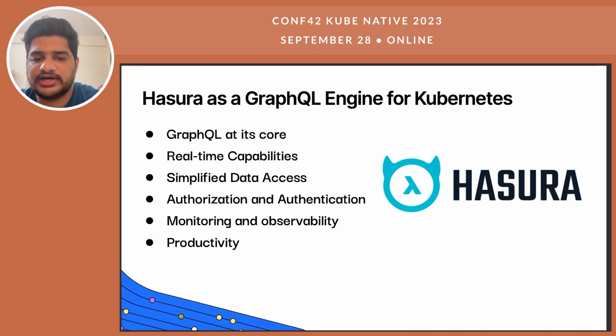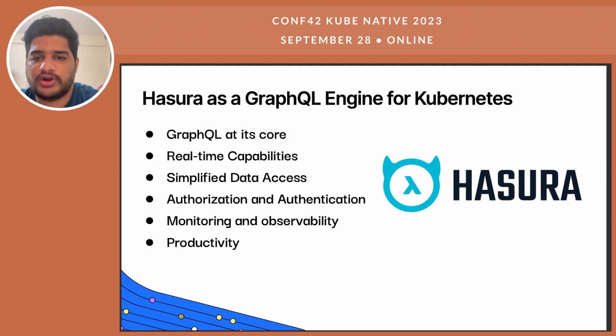The other thing is it provides built-in monitoring and observability tools that help you keep an eye on your GraphQL API's performance and usage. And in a Kubernetes cluster of big size where monitoring and debugging can be complex, these observability features simplify the process and enable you to productively address issues. So in summary, Hasura is a great fit for Kubernetes and GraphQL environments because it simplifies data access, enhances developer productivity, and offers real-time capabilities.